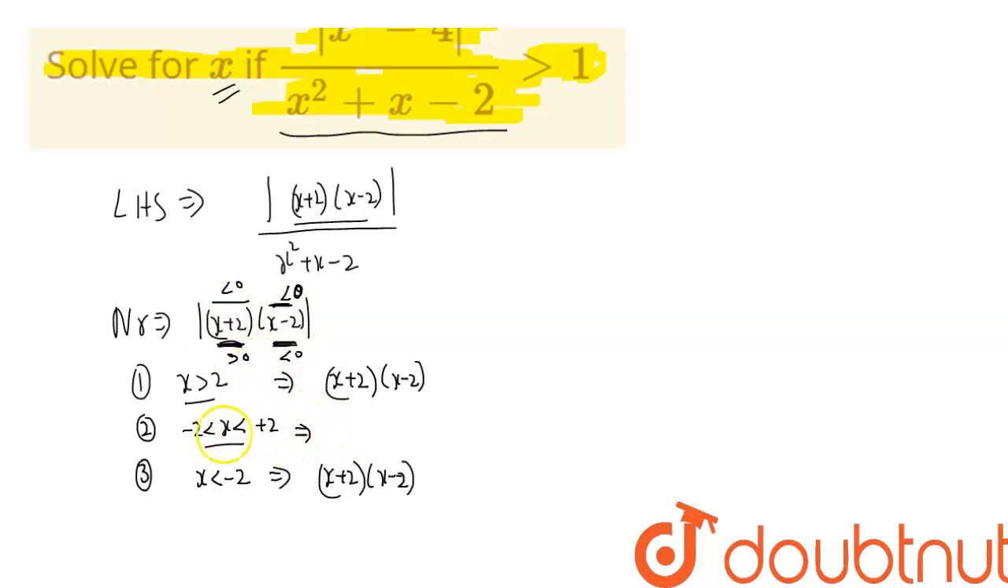So here we have, in this range, the numerator can be rewritten like the negative of x plus 2 times x minus 2. So this is the numerator. So now we are going to rewrite this given inequality here. So here we have, in the numerator, the entire modulus of x square minus 4, whole divided by, in the denominator, x square plus x minus 2, as greater than 1. We need to solve this.